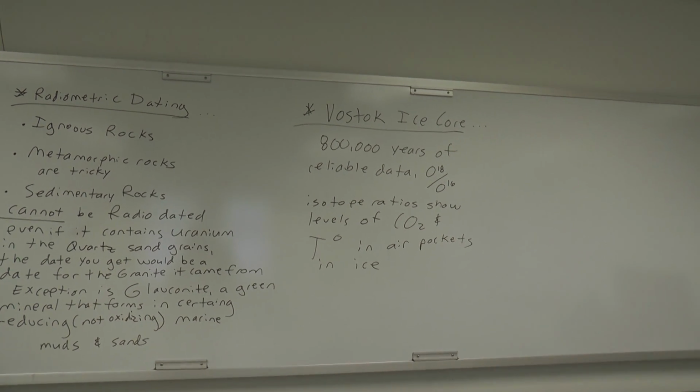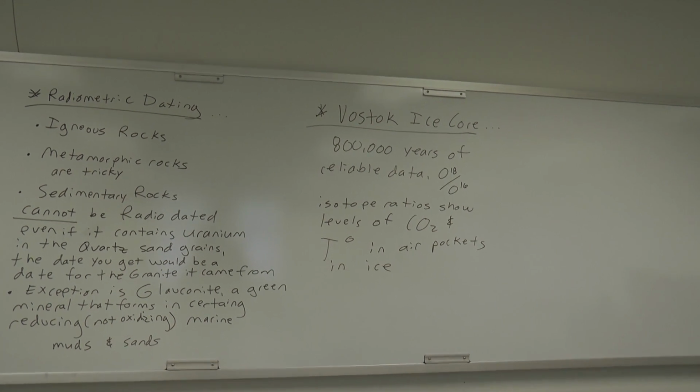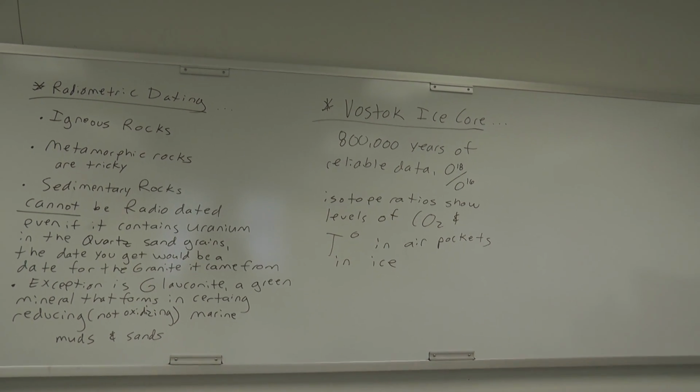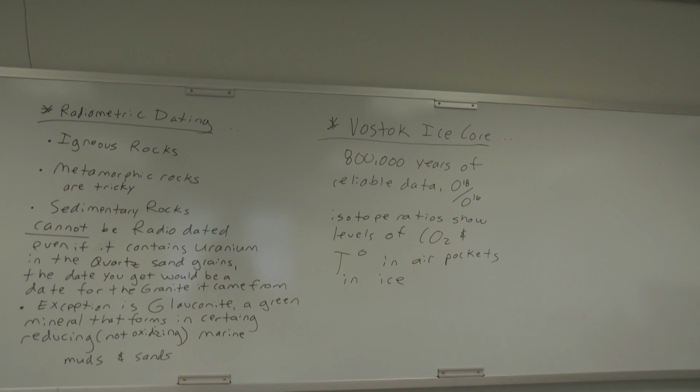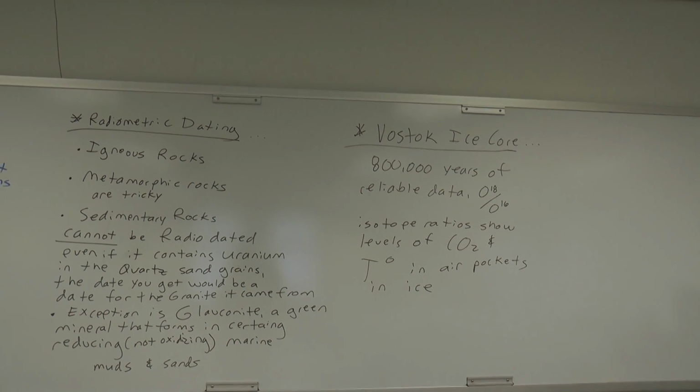So the Vostok Ice Core tells us a lot about climate change, and yes indeed, things are very different now ever since the beginning of the Industrial Revolution. That'll do it for this lesson on Chapter 4.